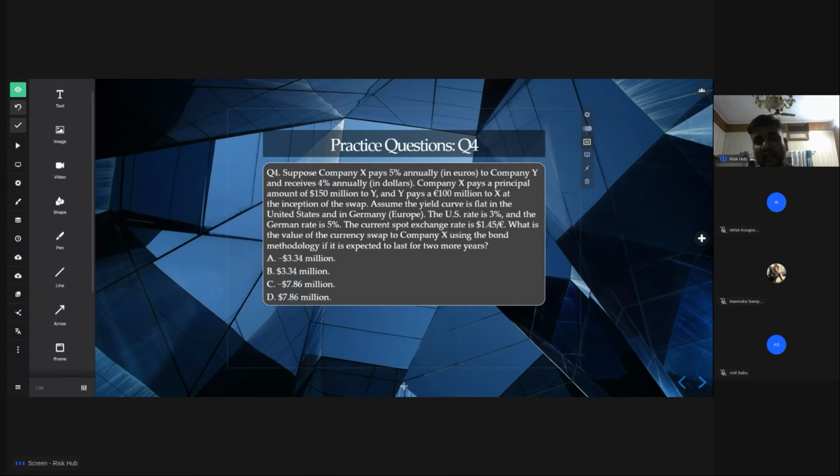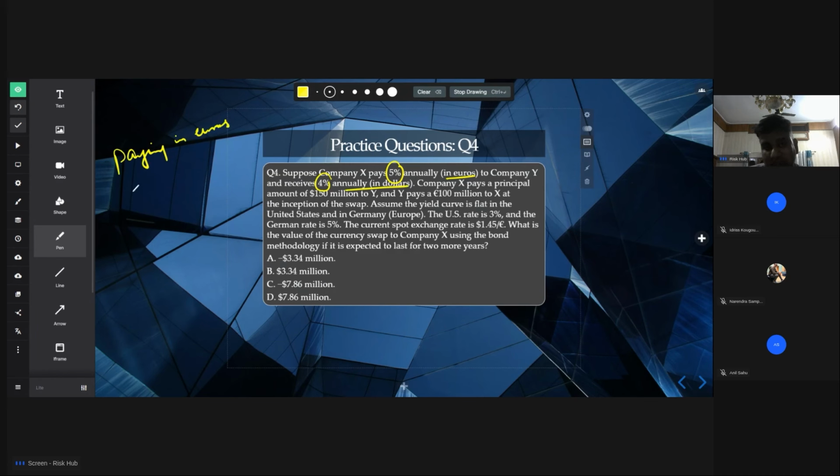Okay, let's try to do this, guys, and let's try to do this in a very simple way, right? Suppose there is a company X which pays 5% annually in euros to company Y and receives 4% annually in dollars, right? So paying in euros, receiving in dollars. Company X pays the principal amount of 150 million to Y. Y pays 100 million pound to X.